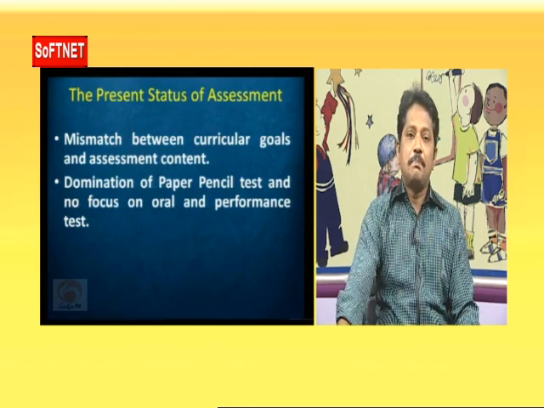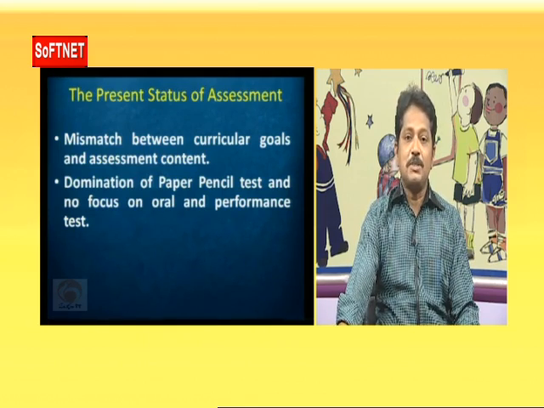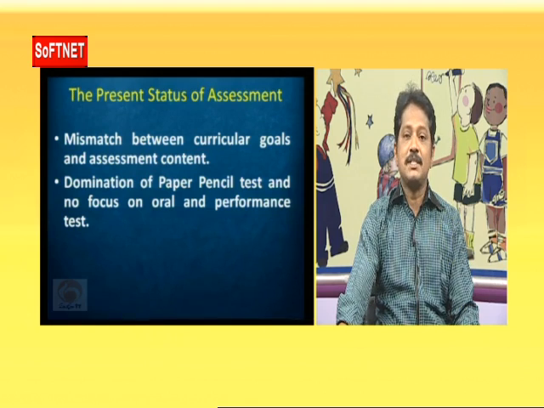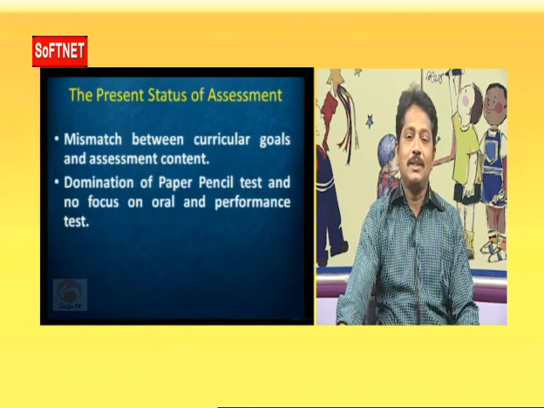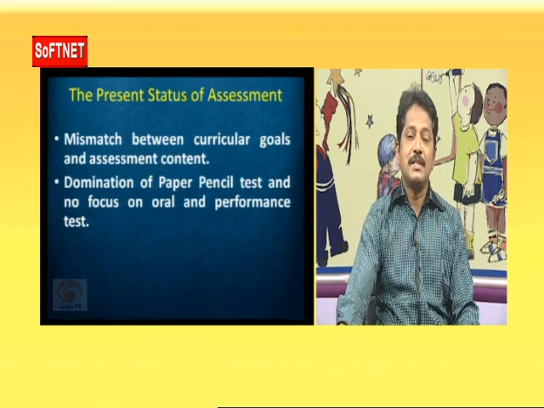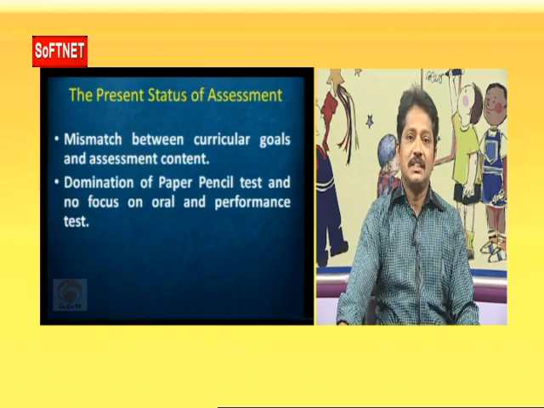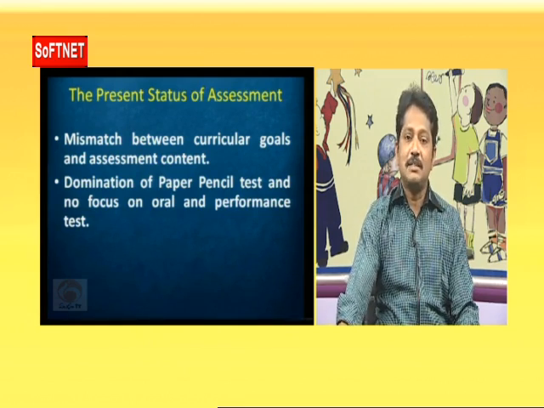What is the present status of assessment? It is very important: the mismatch between the curricular goals and assessment content. The children who are getting 10 out of 10 in grade points, or who got 100 out of 100 in mathematics, may not be able to do some problems based on conceptual clarity. The reason is there is a mismatch between the curricular goals and the assessment content.